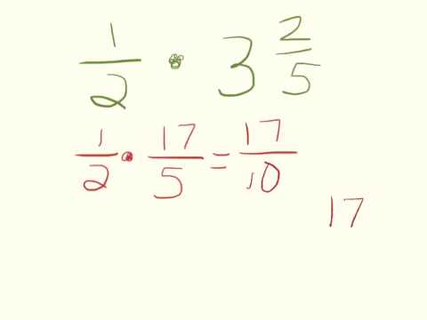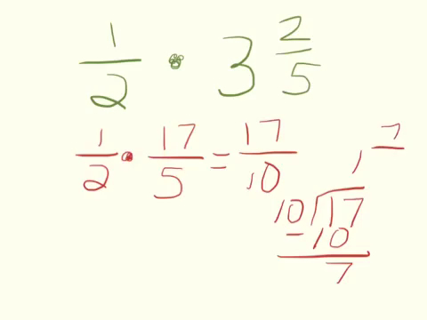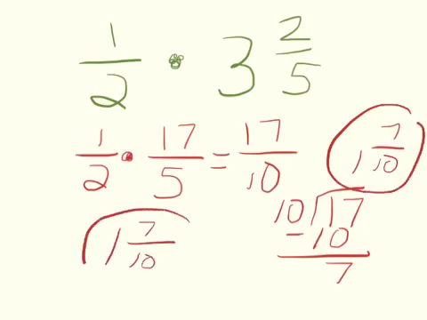So 17 divided by 10 goes in 1 time. 1 times 10 is 10. I subtract and I get 7 left over. 7 becomes my numerator. And the 10, the divisor, becomes my denominator. So my final answer is 1 7/10.